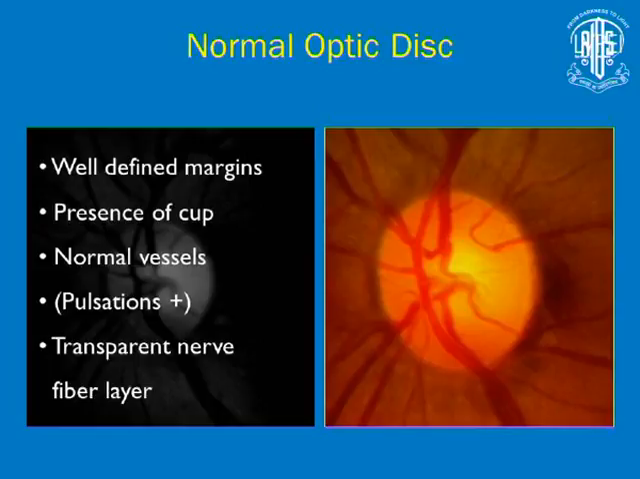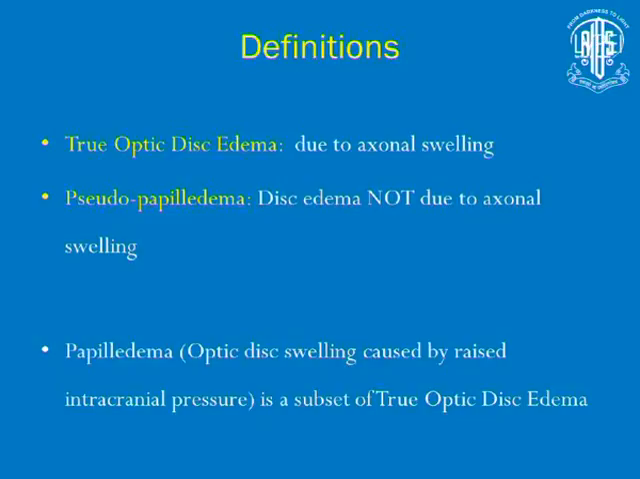A normal disc has a well-defined margin, there is a presence of cup, and the nerve fiber layer is transparent, and you may see pulsations of retinal vein. So all this will comprise a normal optic disc. When there is swelling of the axons, then we get true disc edema. So papilledema is one subtype of true disc edema where there is optic disc swelling due to raised intracranial pressure.